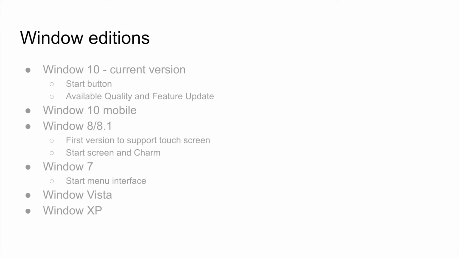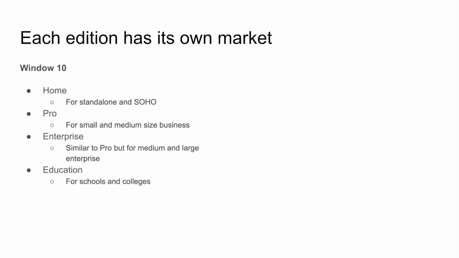Those are Windows 10, which is the current version, and it has a stop button, and it's also available with quality and feature updates. And Windows 10 Mobile, and Windows 8 or 8.1, which is the first version to support touchscreen, and also start screen and charms. Windows 7 has a start menu interface. Windows Vista and Windows XP, both of those are relatively old. Each Windows edition has its own market.